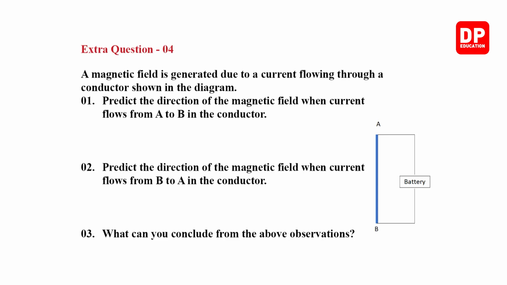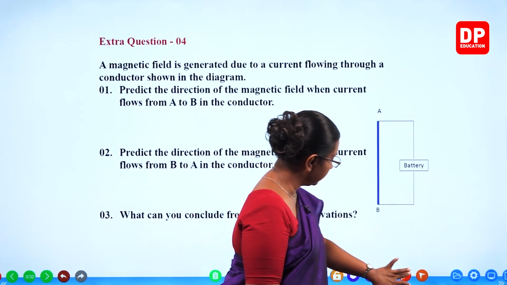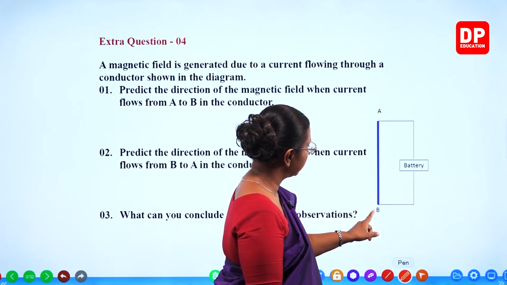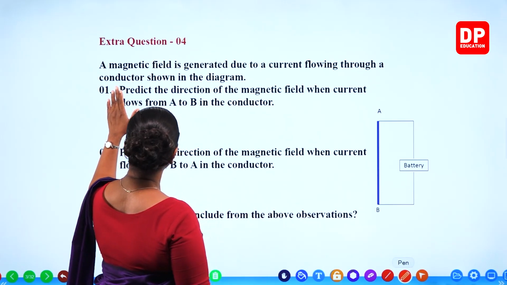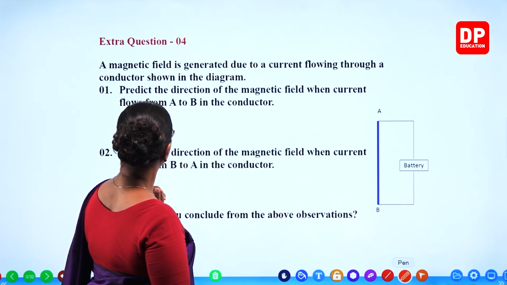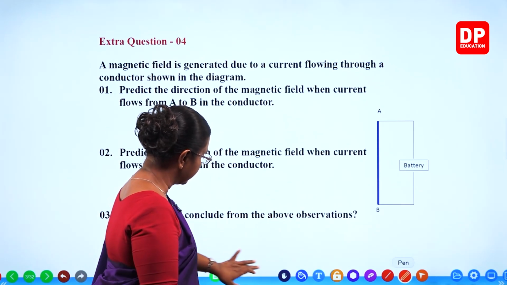Here I have extra question 4. A magnetic field is generated due to a current flowing through a conductor shown in the diagram. So here also a similar one. You can see the diagram. Here of course they have said battery. They have shown the conductor AB, the connecting wires. That's it. But they say a magnetic field is generated due to a current flowing through a conductor shown in the diagram. So you all can understand that.